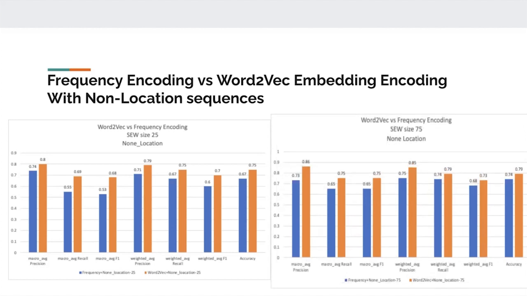However, with the increasing window size, the magnitude of improvement decreases a little bit. For example, compared to window size 25, the increase of the weighted average F1 score of the model is 0.05 on the right-hand side, which is smaller than 0.1 on the left-hand side figure.